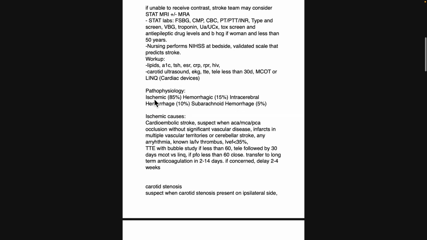Let's talk about the pathophysiology of stroke. So basically 85% of strokes are ischemic. If you have a stroke, it's most likely ischemic. Hemorrhagic is 15% of strokes. Intracerebral hemorrhage is 10%. Subarachnoid hemorrhage is 5%. I know these numbers don't add up exactly to 100%, but these are just relative numbers. So let's talk about ischemic causes.